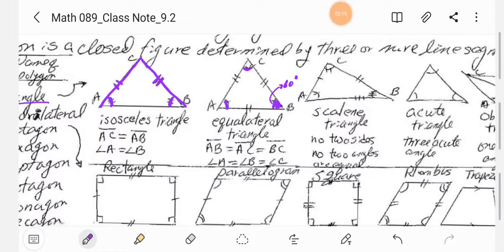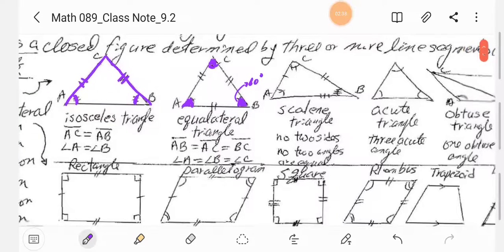So if three sides are the same, then we call it an equilateral triangle, and the three angles are the same. In other words, there is another term, which we call an equiangular triangle. So equiangular triangles and equilateral triangles have three sides the same and three angles the same.